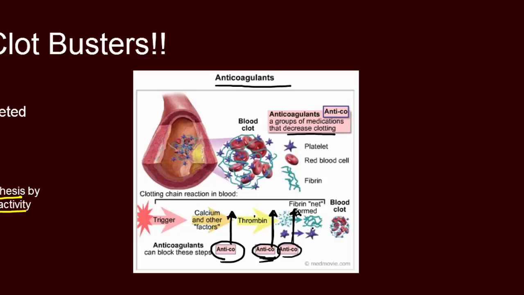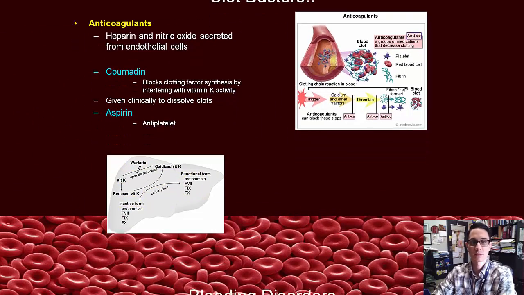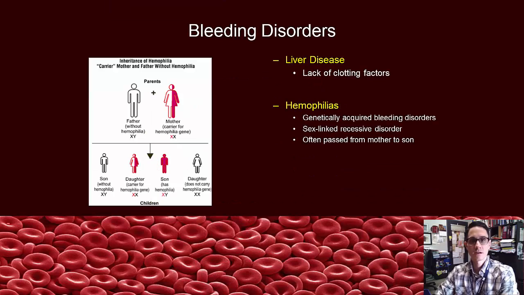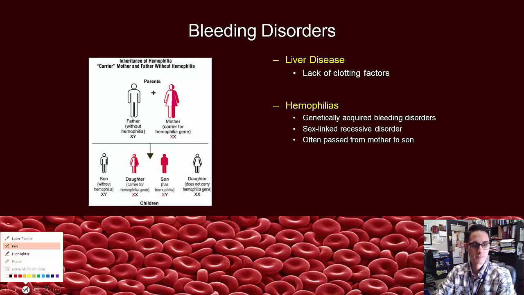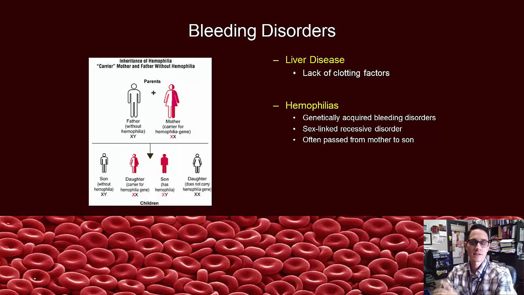Okay, so if we can't get the fibrous net, we're not going to be able to clot the blood. All right, let's take a quick look here at a couple of bleeding disorders. The first is liver disease. I already alluded to this, and it just makes sense that if most of these clotting factors are produced in the liver, and you have liver disease, these hepatocytes that produce the clotting factors are not going to be able to do so. So we could end up with bleeding disorders.